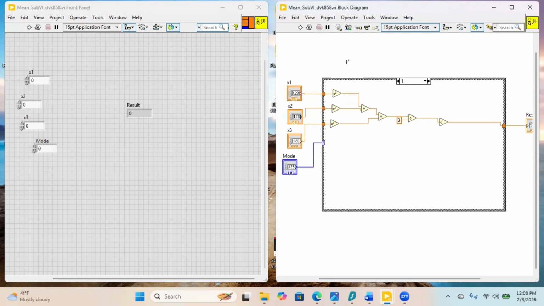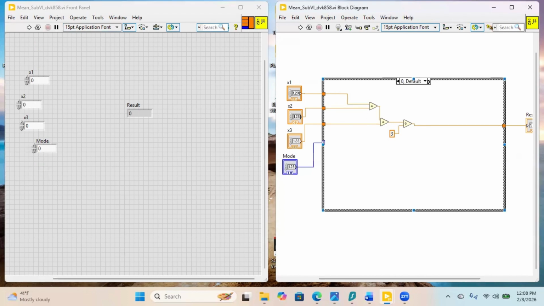On the first part, Part A, the SubVI design. The SubVI I built has 4 inputs: x1, x2, x3, and mode. The mode is your control for the case structure. It uses a case structure controlled by the mode input. If the mode equals 0, the VI calculates the average of the 3 inputs using the formula.